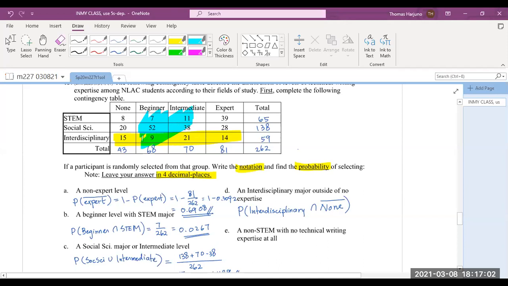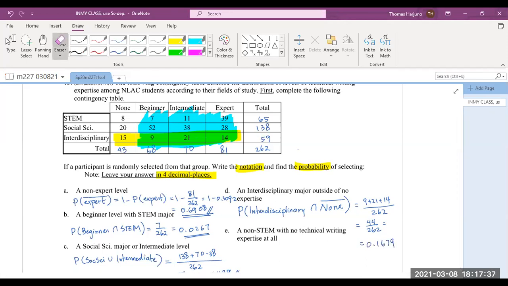It's intersection, right? So what is this? It's intersection, so it's the one shaded twice. That will be 9 plus 21 plus 14 over 262. That's 44 over 262. That's, let me write it down here, 0.1679 in 4 decimal places.